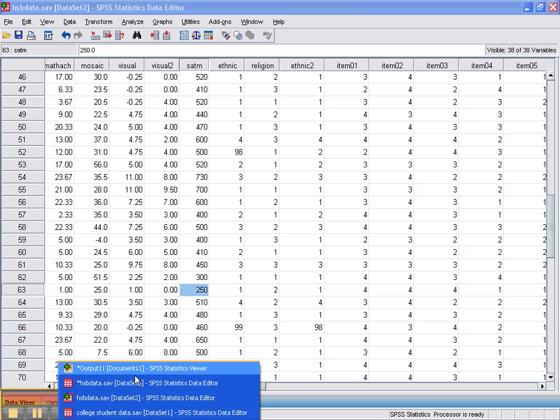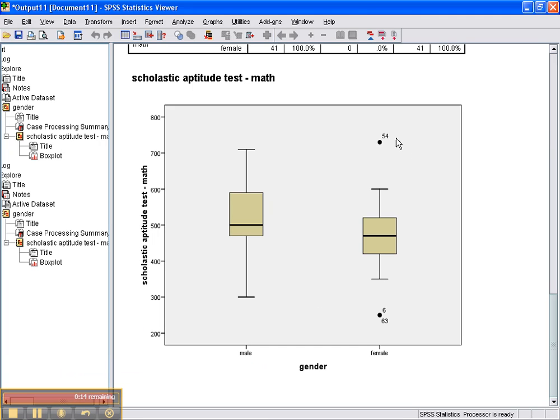So our box plot tells us that this case number 54, which was 730, was extremely high, and cases number 6 and 63, which is 250, was extremely low. Outliers. All right.